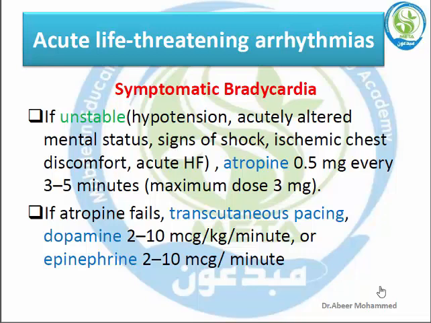The management of unstable bradycardia is usually with atropine, which is a muscarinic blocker, 0.5 mg every 3 to 5 minutes until we return to the normal sinus rhythm. If atropine fails, we can use a pacemaker. That means a shock to the pacemaker like the SA node or this.